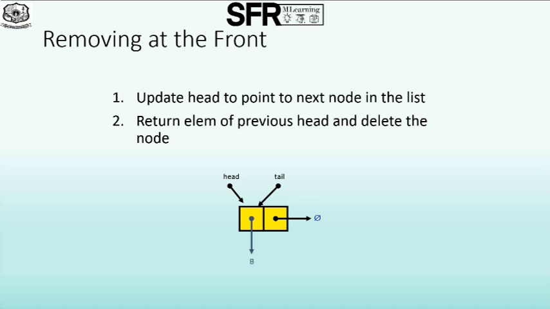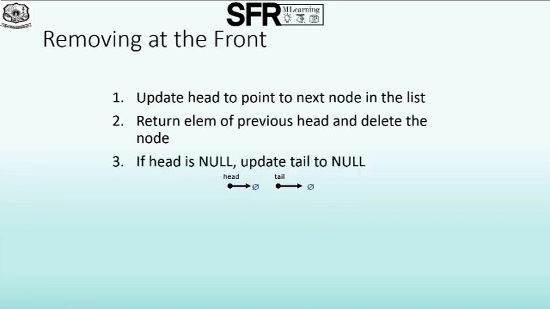Removing from the front, the list may contain several elements or a single element. If it is a single element, both head and tail point to the single node. Then, removing from the front, update the head to point to the next node in the list, return the element of the previous head and delete the node. If the head becomes null, update the tail to null. If there is no element, we have to update the tail to null.